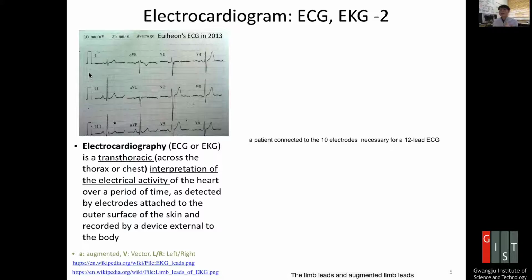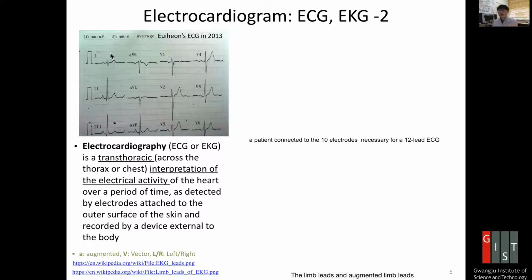For example, in the vertical amplitude aspect, 10 millimeters of grid line means 1 millivolt, okay? And the x-axis is time, while the heart is beating it records. The speed of recording is 25 millimeters per 1 second, so that you know exactly the speed in the temporal domain, and this amplitude is the strength of the electrical activity.